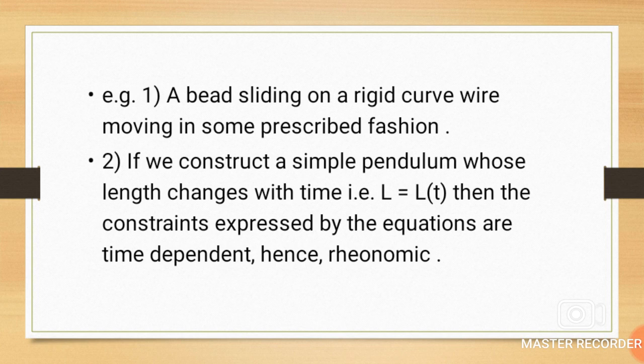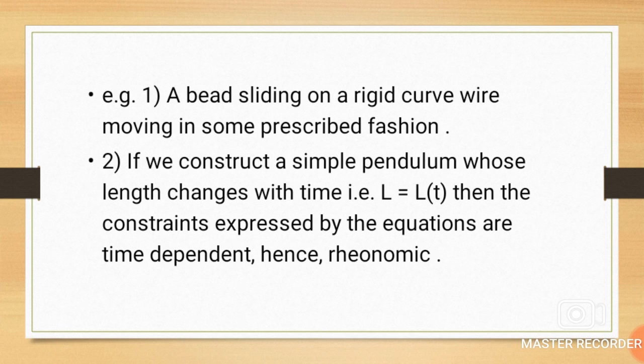Second example, if we construct a simple pendulum whose length changes with time, that is L is a function of time, L of t, then the constraint expressed by the equation is time dependent and hence the constraint is a rheonomic constraint. Suppose we take a simple pendulum, which has a particular length. If we vary the length with respect to time, then this type of constraint is known as the rheonomic constraint.